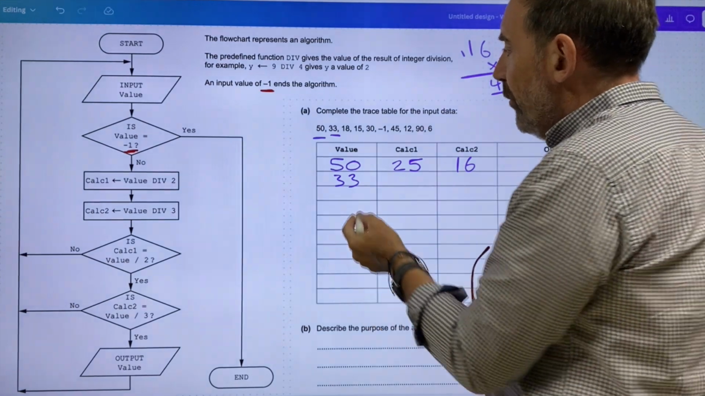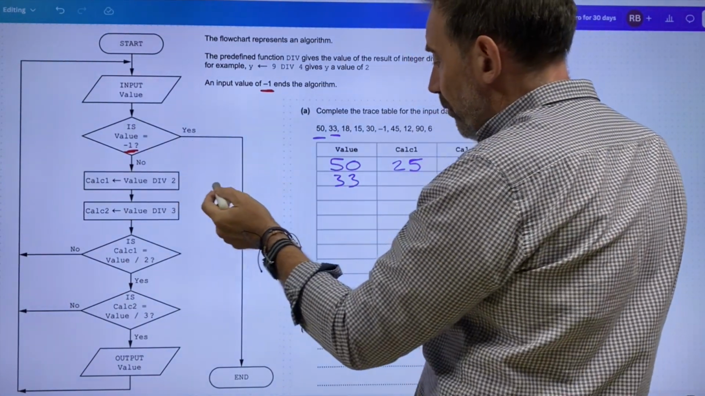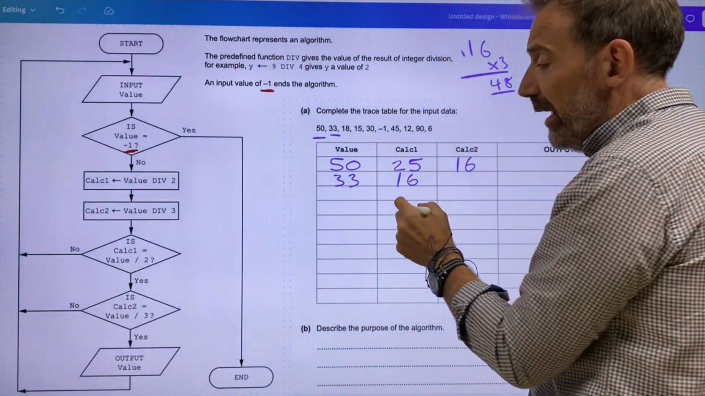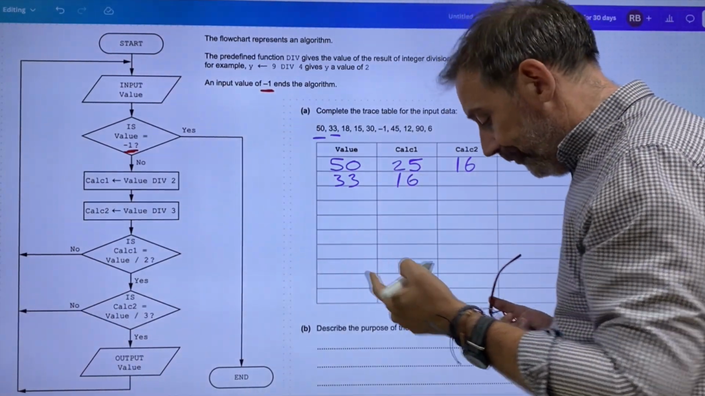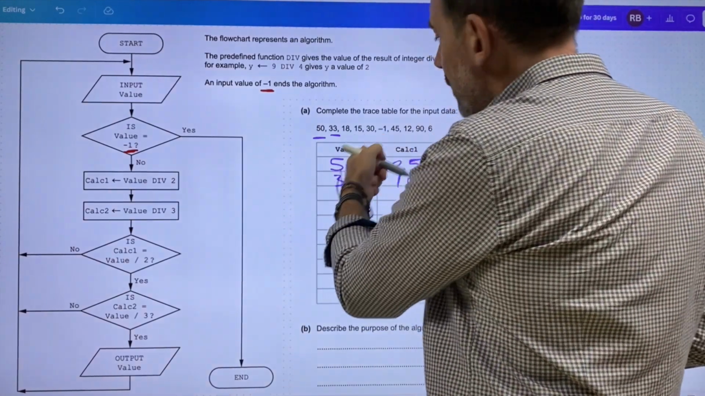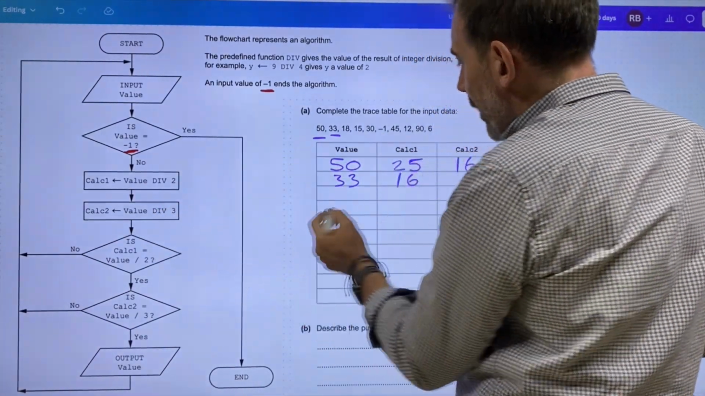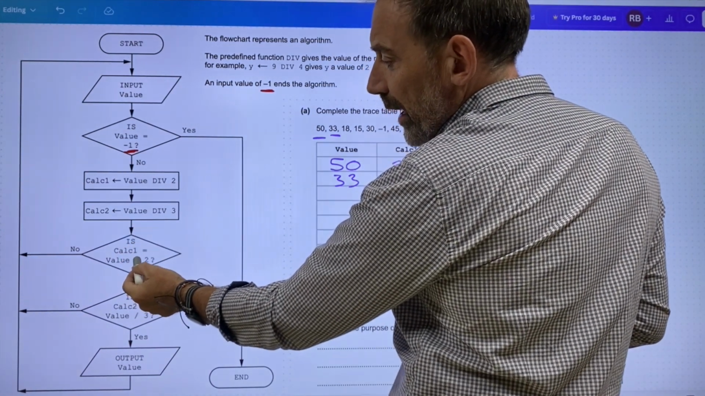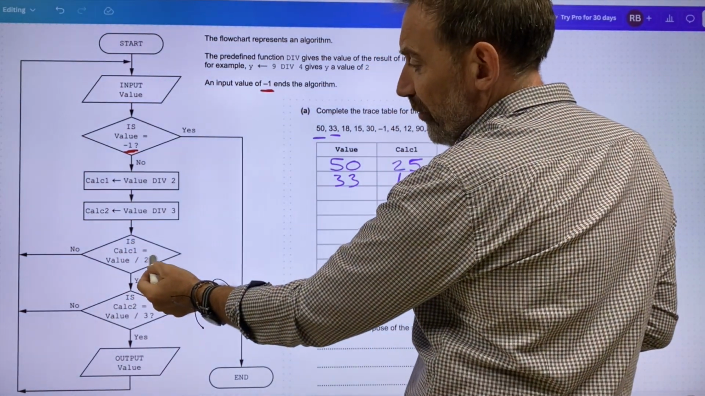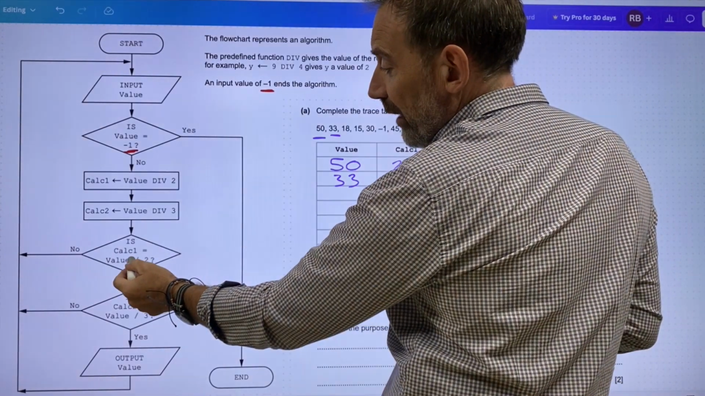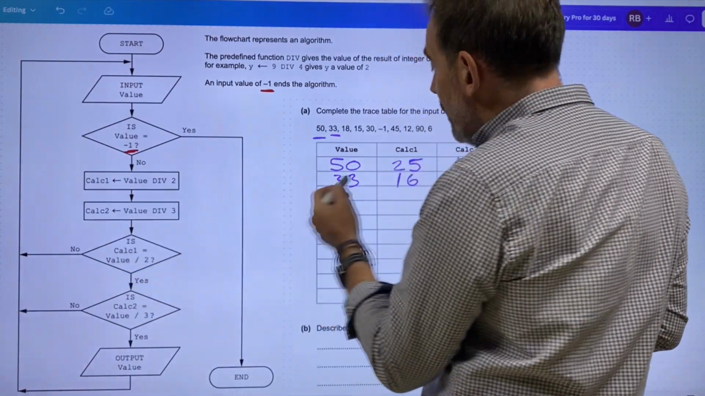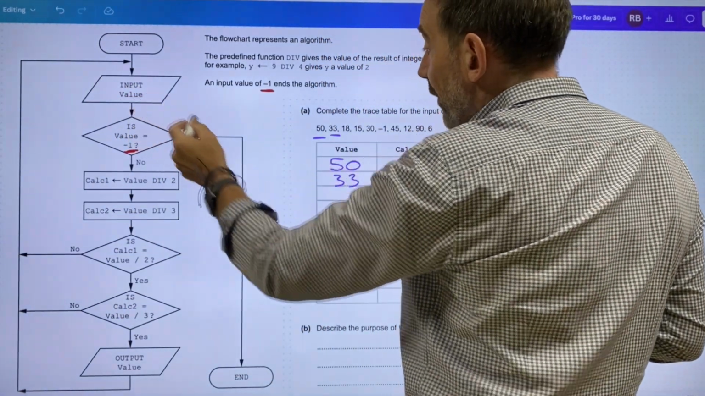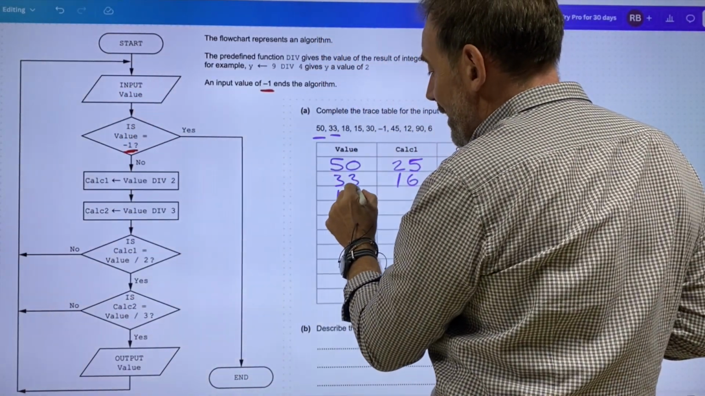Looking at this, let's go back and input the next number, which is going to be 33. 33 divided by 2, I can see we've got a problem already, is going to be 16, but that's got a remainder 1. But then 33 divided by 3 is going to be 11. Does calc 1 equal the same number? No, it doesn't. So I'll go back up, input the next value, which is going to be 18.